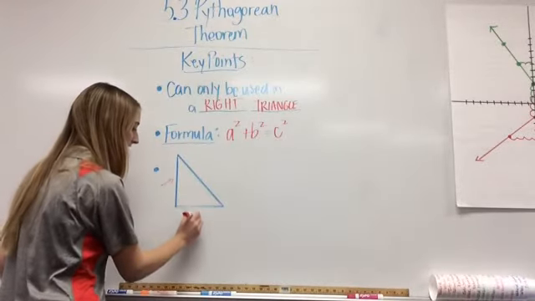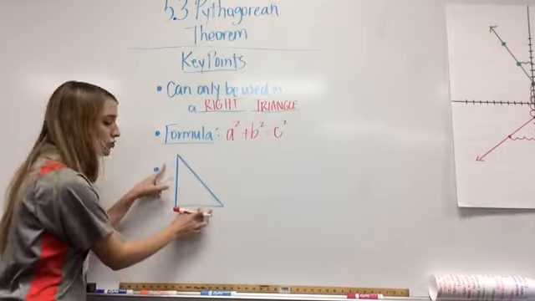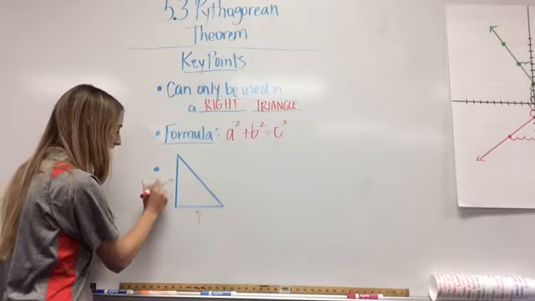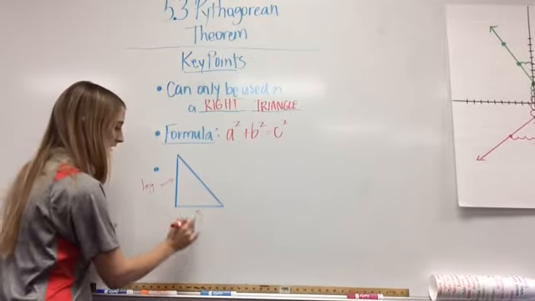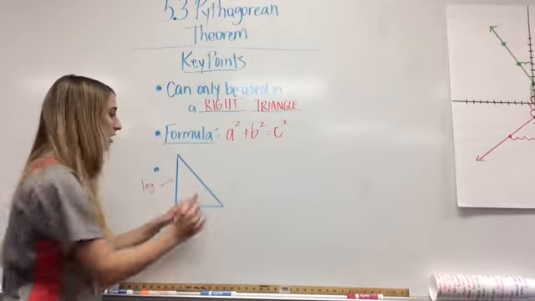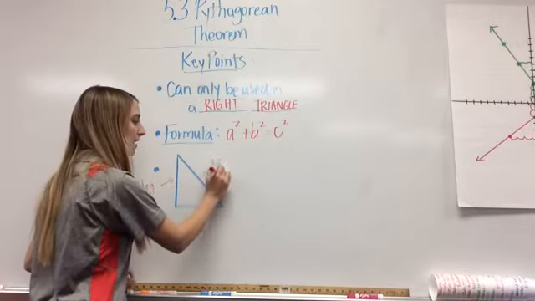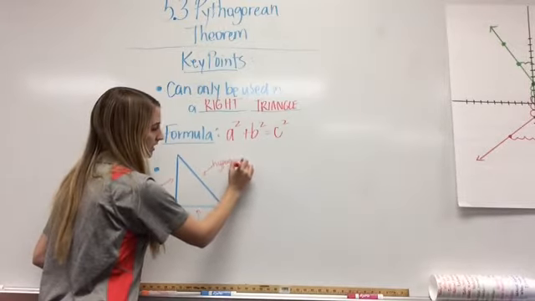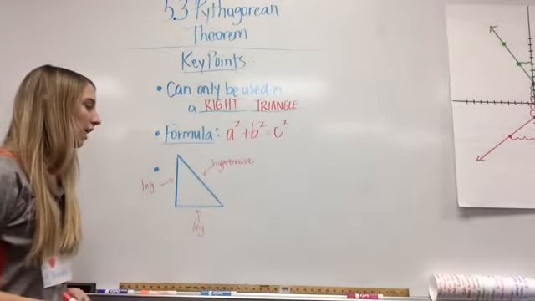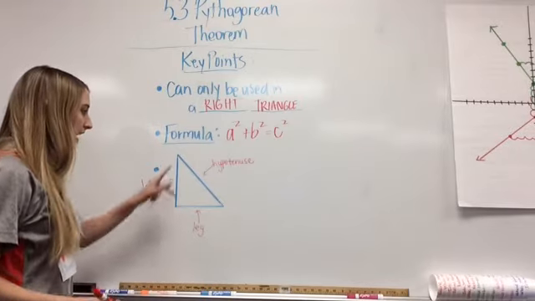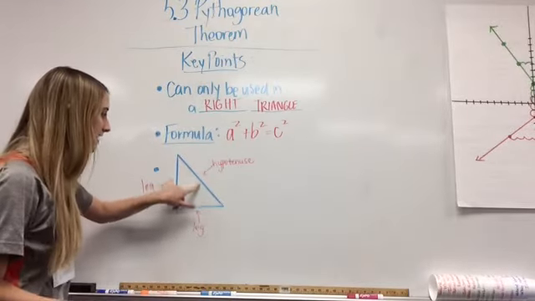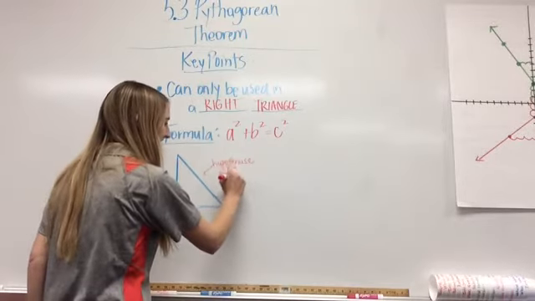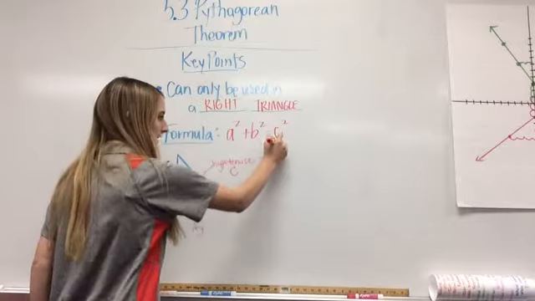These two are the two shortest sides of the triangle, and they're called legs. So this is a leg, and this is a leg. And the long side of the triangle is called the hypotenuse. The hypotenuse is, like I said, the longest side of the triangle, and you're going to hear that word a lot this week. And its letter is C, which is right here in our formula.